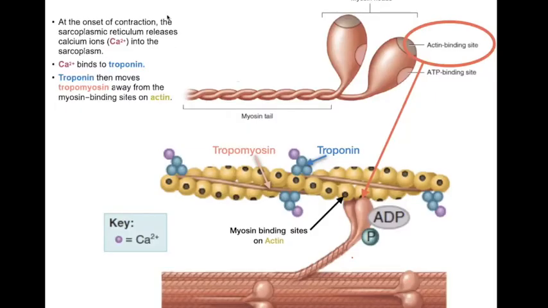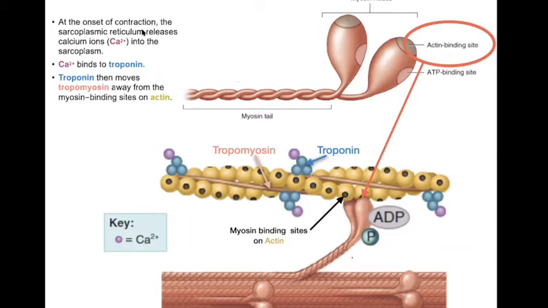So we have calcium binds to troponin. Troponin then moves tropomyosin away from the myosin binding sites on actin, right? And so the next question you want to know, this is why calcium is important, is where is calcium coming from right here?